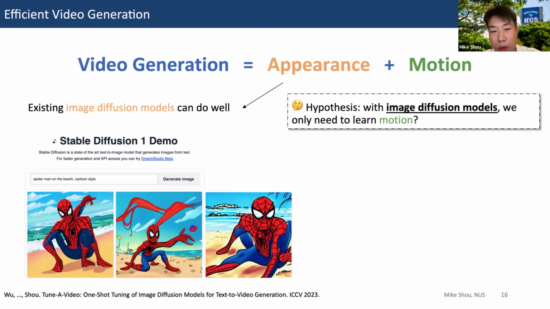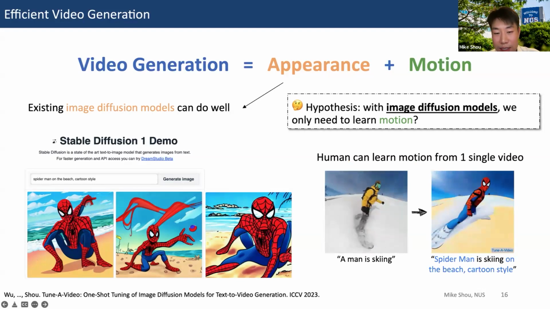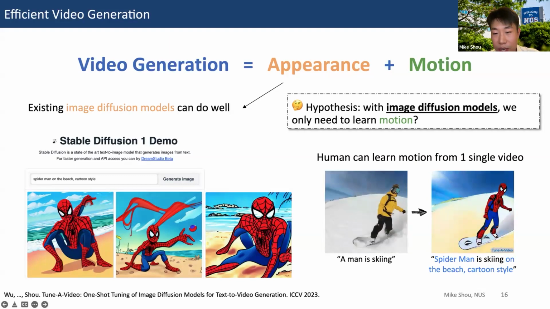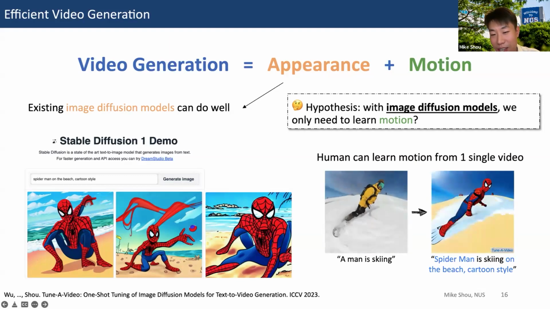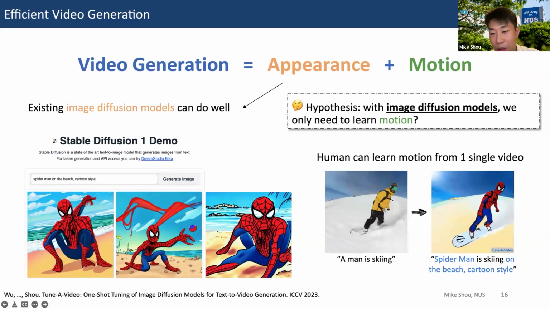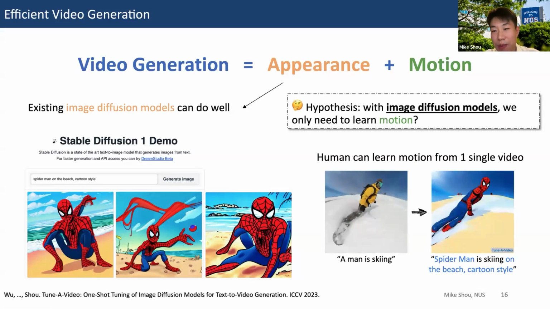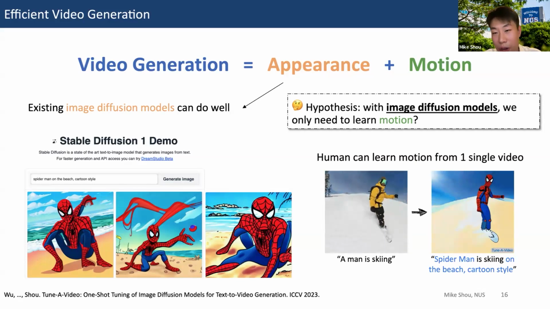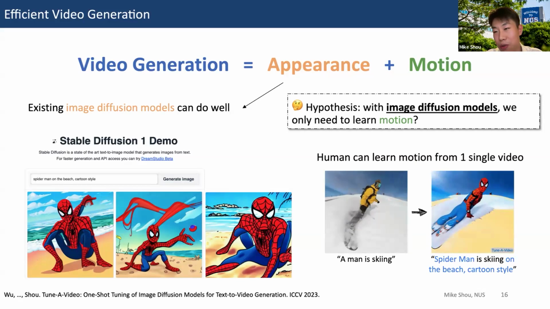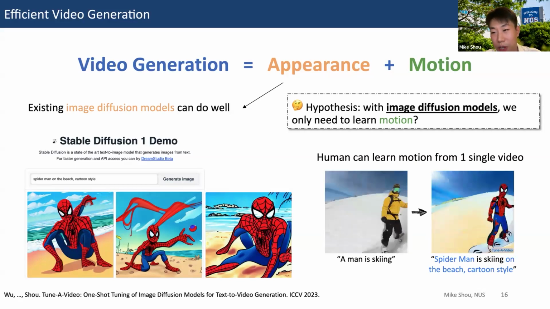And human beings like us are actually pretty good at this. By just looking at one single video of a man skiing, we can imagine what a Spider-Man skiing video looks like. So how can we adapt this similar paradigm to give models similar capabilities? If we can do that, then we only need to train on one single video instead of training on a lot of different videos.